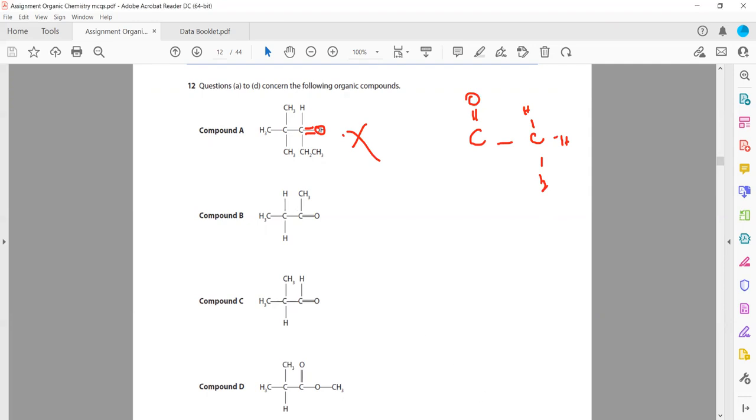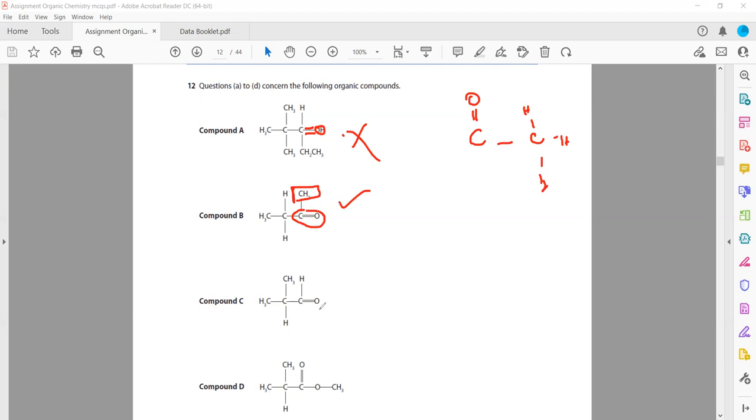When we check the second one, C double bonded with O is there, and next to that is a methyl group. So it means this will give a positive result. It will give a yellow or orange precipitate.